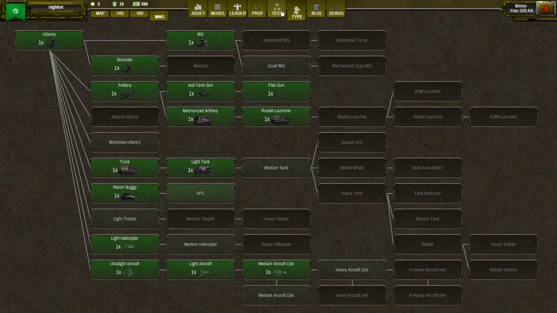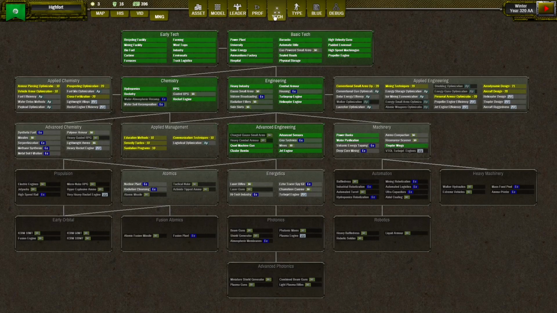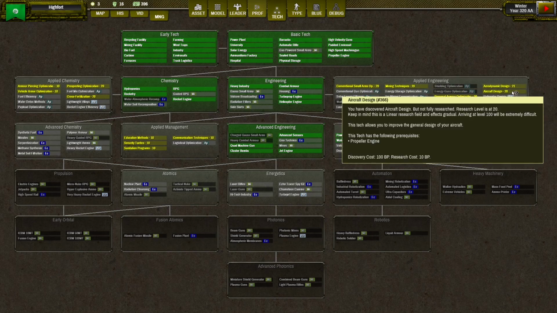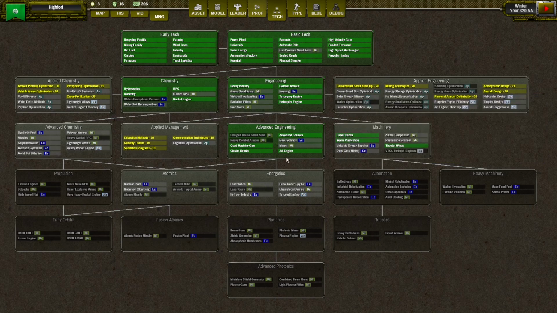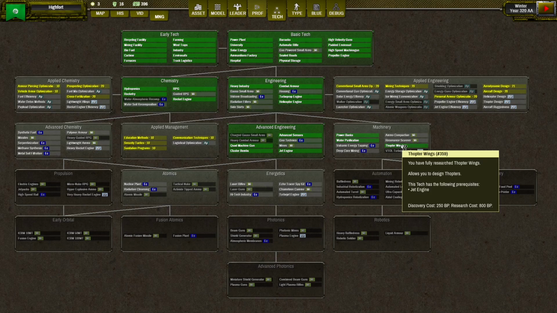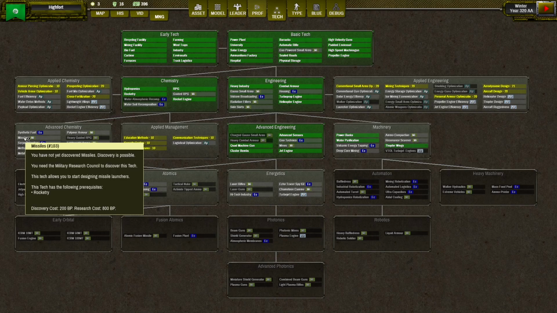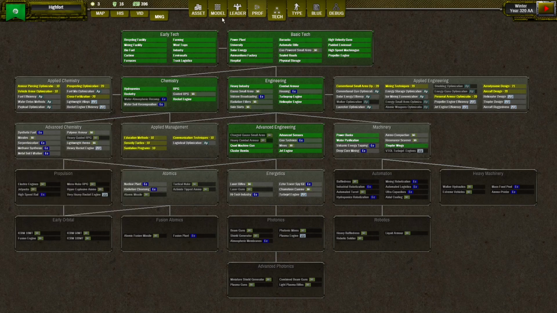And in our technology tree, we already have some applied engineering technologies like better aerodynamics for our units, better aircraft design. And here you can see that we have jet engine and also topter wings. That's why we can have topters. But still we need to discover missiles to have better fighters. And let's quickly check our existing models.